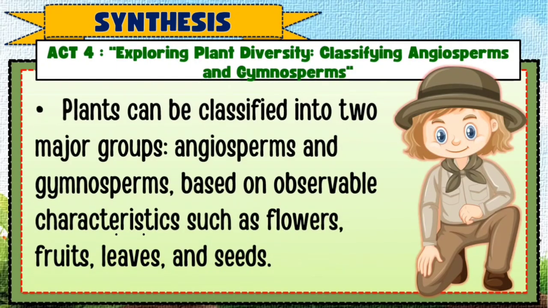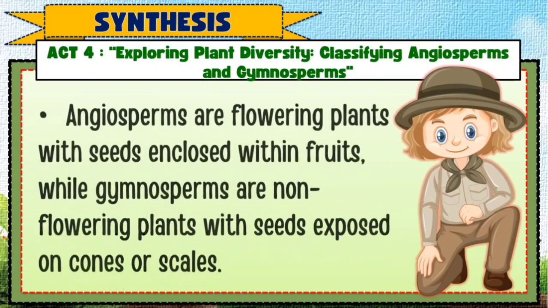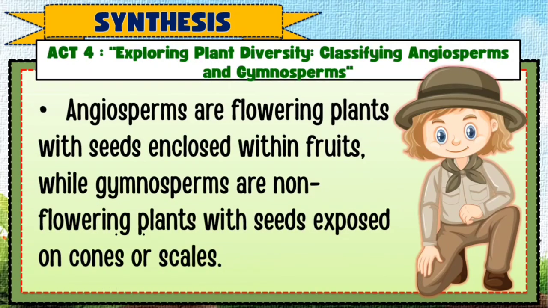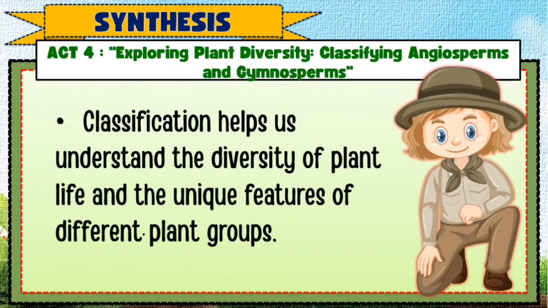Synthesis. Plants can be classified into two major groups, angiosperms and gymnosperms, based on observable characteristics such as flowers, fruits, leaves, and seeds. Angiosperms are flowering plants with seeds enclosed within fruits, while gymnosperms are non-flowering plants with seeds exposed on cones or scales. Classification helps us understand the diversity of plant life and the unique features of different plant groups.